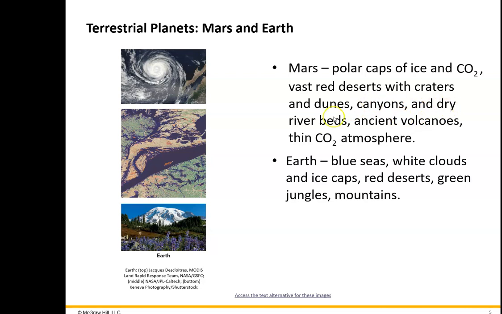We think that there was water that covered the surface, parts of the surface of Mars, maybe even an ancient ocean. All right, and there's places that look like dried up riverbeds. There's volcanic evidence, not recent evidence, but there's volcanic evidence as well.